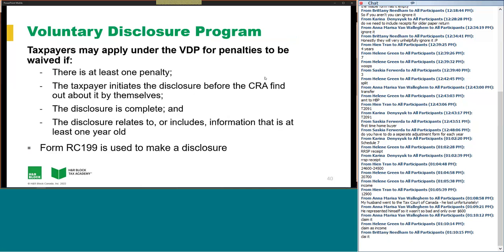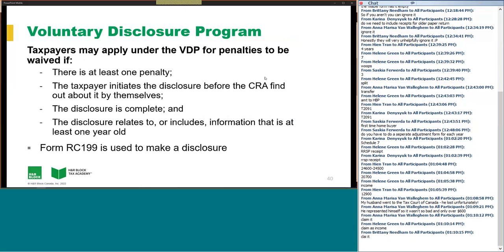Okay, now, if you know you're going to have penalties because you didn't do something and you want to fix it, and it's old, you have the choice of filing under the Voluntary Disclosure Program. This program has changed since I started working here. There has been one big change to it from a few years ago. I'm going to teach you what the system is now because that's what we have. You can apply under the Voluntary Disclosure Program if there's at least one penalty, so that means a late filing penalty or an underreported income penalty, either one of those.